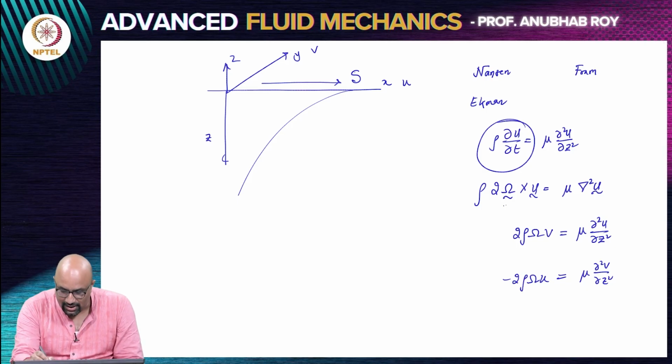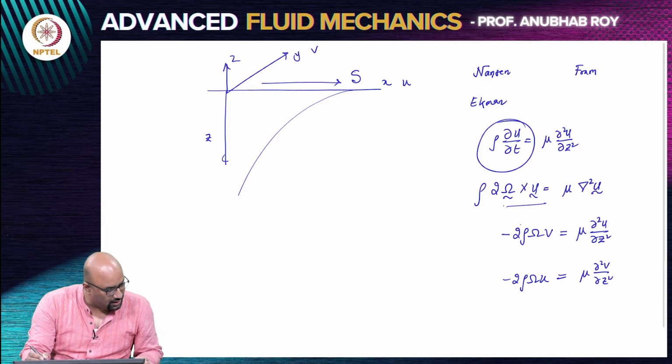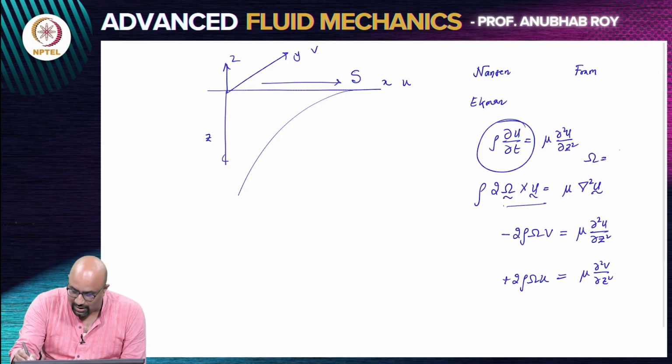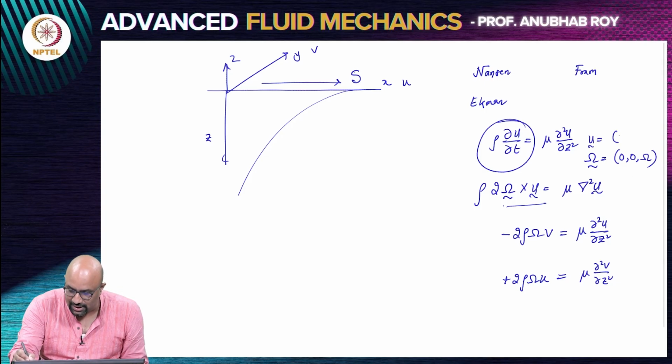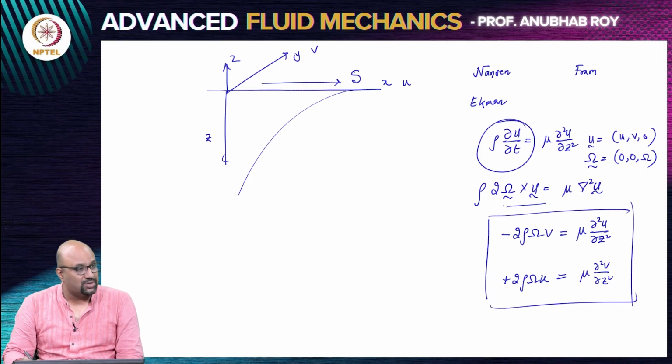Let's just check the sign. So, omega is in the z direction, u is in the x. Yeah. So, this should be with a minus sign. Let me just check once if I have it. Yeah. So, you take the cross product. So, omega we are considering is the vector 0, 0, omega. So, it is in the z direction. U is, we are saying, u, v, 0. So, when you take the cross product, you will get this set of equations.